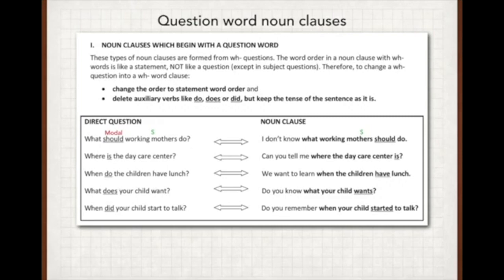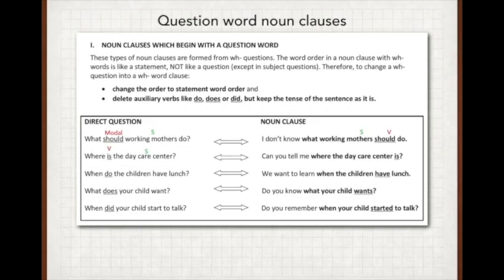Now as you can see, they're very different, because in the first one, it's a question. In the second one, we don't have the question form, because working mothers is the subject, should do is the verb. The modal and verb 1 are together. Let's look at the next example. Where is the daycare centre? In this case, is is the verb. The daycare centre is the subject. That is the question form, because it's the verb to be.